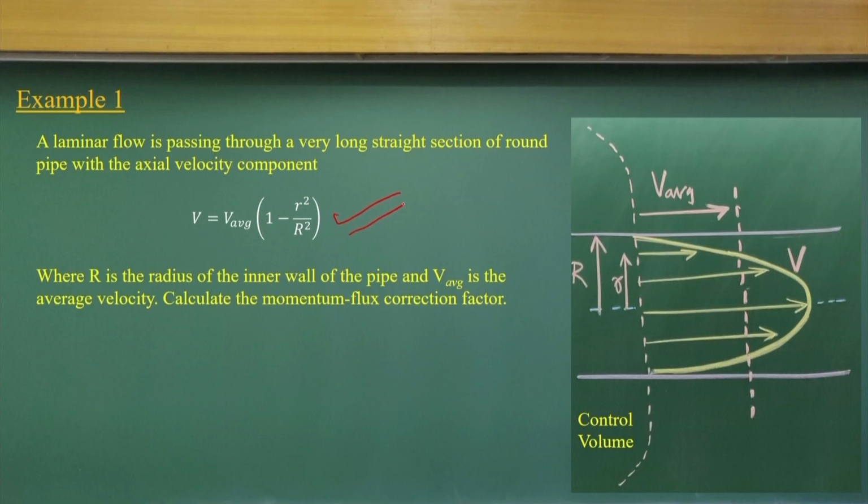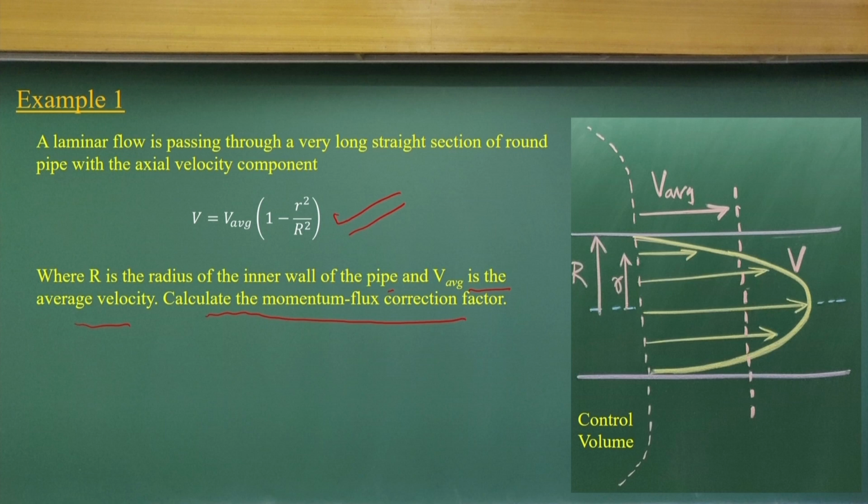Yes, so let us solve 4 examples considering the concept I said earlier. In the first example, a linear flow is passing through a very long straight round pipe with axial velocity components. The velocity component is given, and how it varies. This is the pipe. If R is the radius of the inner wall of the pipe and V average is the average velocity, then calculate the momentum flux correction factor.